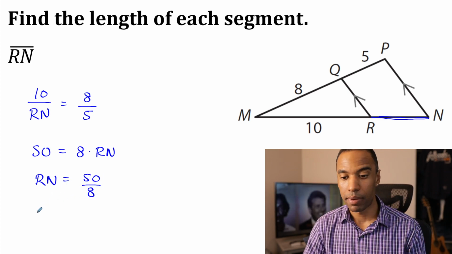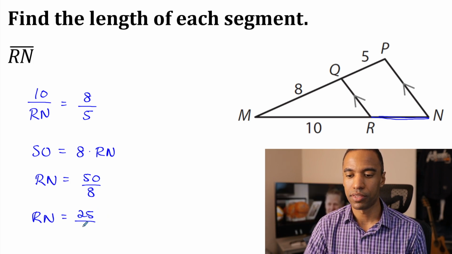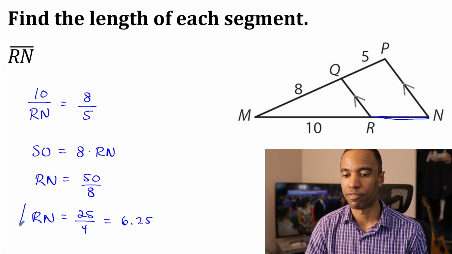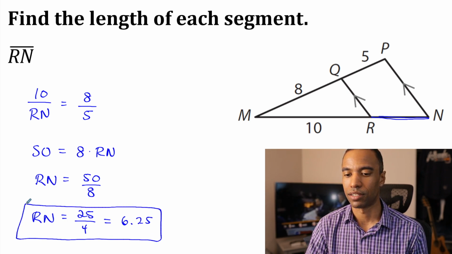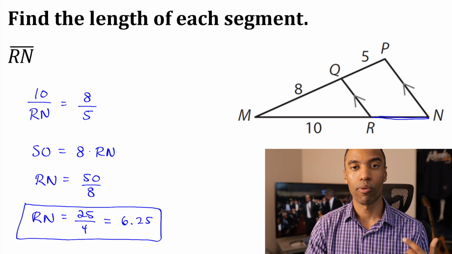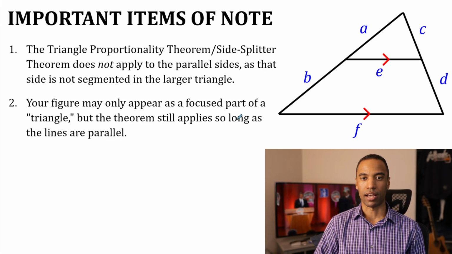I can divide top and bottom by 2, just to reduce the improper fraction. I'll get 25/4. There is an exact decimal. It is 6.25. Feeling good about that. All right, so we've practiced some of those. Now, let's get some important items of note within the triangle proportionality theorem.